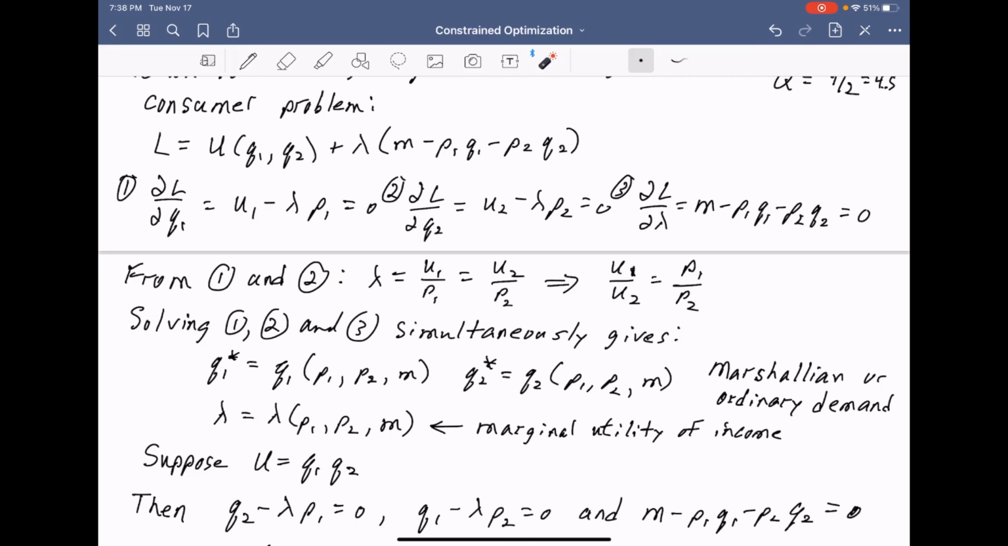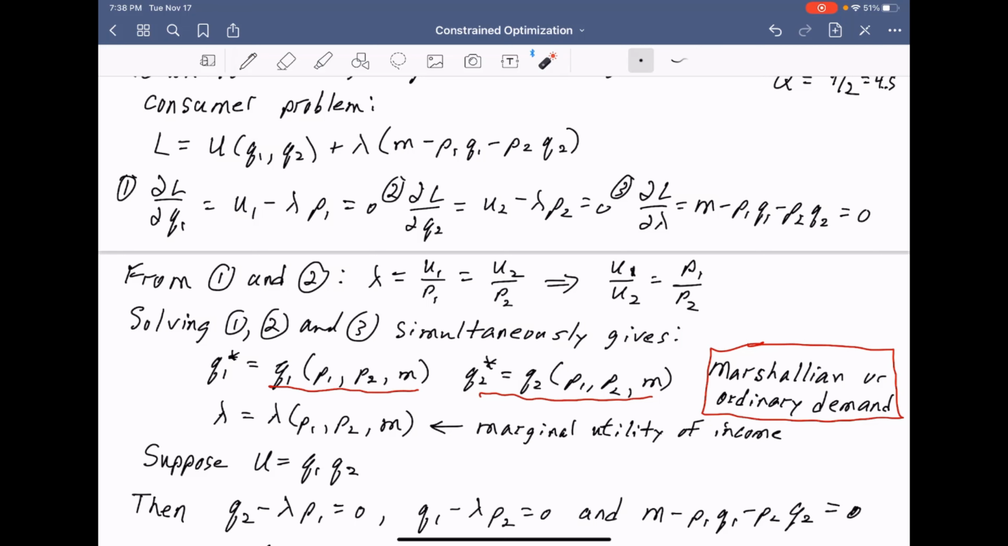So solving 1, 2, and 3 simultaneously gives us these two equations, Q1 star, in other words the demand for Q1 as a function of P1, P2, and M, and Q2 star, the same thing as a function of P1, P2, and M. And this is the Marshallian, or if you like, the ordinary demand functions.